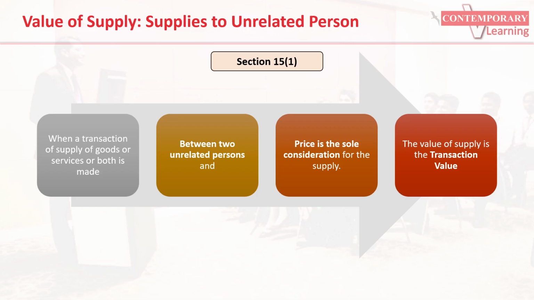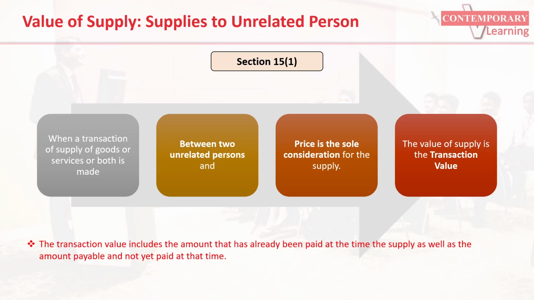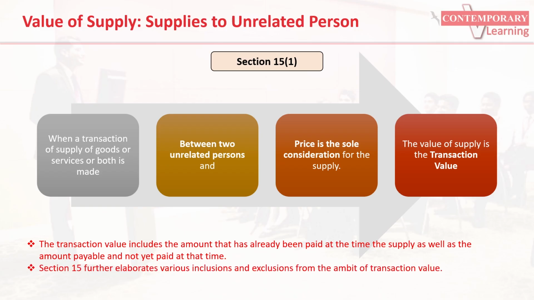This seems straightforward, but let me clarify what transaction value means. The transaction value includes not just the amount that has already been paid at the time of supply, but also the amount that is payable but not yet paid at that time. So even if payment is pending, the full agreed price forms the transaction value. Section 15 of the GST Act provides detailed guidance on what should be included and excluded from this transaction value, which we'll explore in detail.